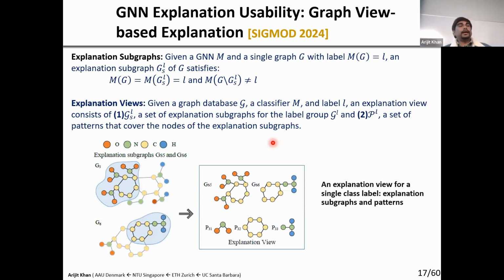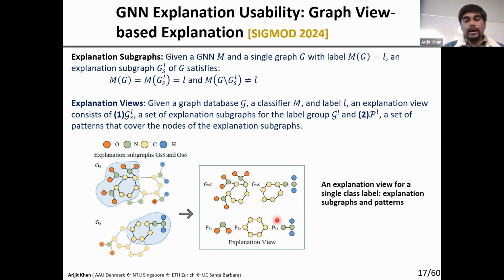Now, we formulate this as a technical problem. We call it graph view because we expect our higher tier patterns to cover the lower tier explanation subgraphs in terms of the nodes. Because we have this node coverage aspect, it's similar to the notion of graph view from the domain of graph data management. So our goal is to get these graph views that automatically consist of two tiers, the higher tier patterns and the lower tier explanation subgraphs. And we expect them to cover well, okay?